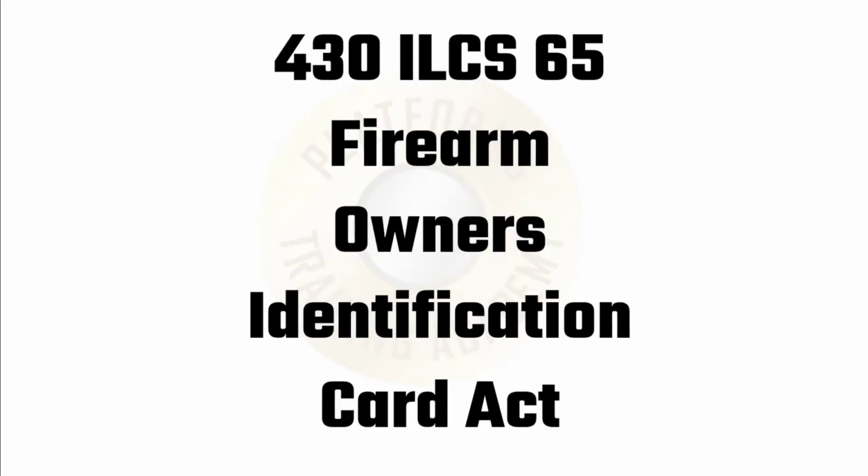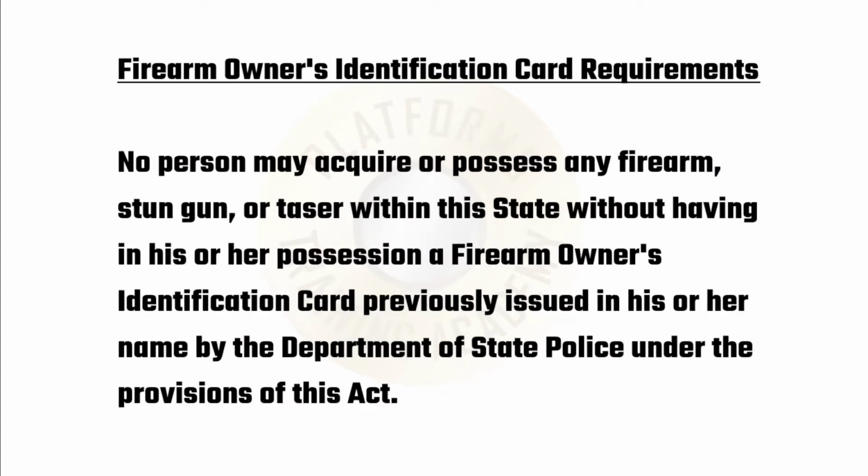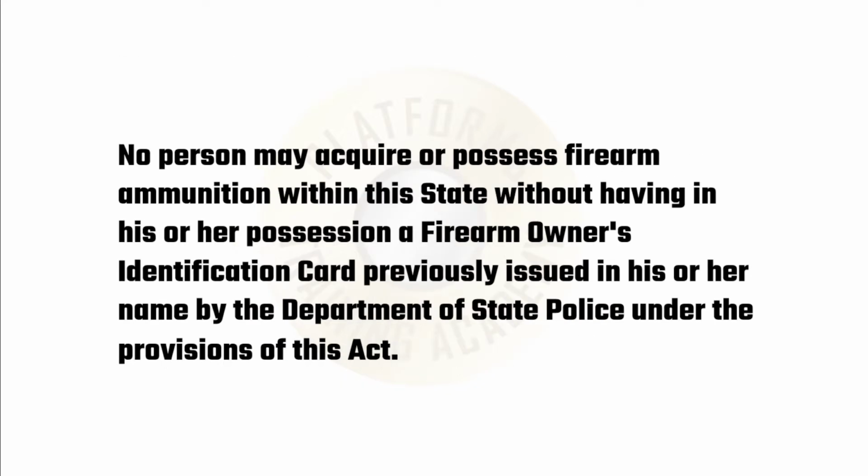So the first item we're going to talk about is the FOID Card Act. On this first slide, the requirement simply states that in order for you to possess a firearm in the state of Illinois, you need to be in possession of a FOID card. This next slide simply states that in order for you to be in possession of ammunition, you also need to be in possession of a FOID card. So firearms and ammunition require the possession of a FOID card in the state of Illinois.